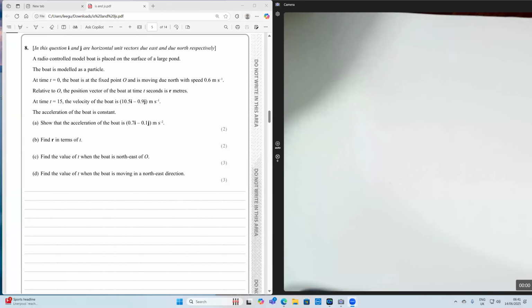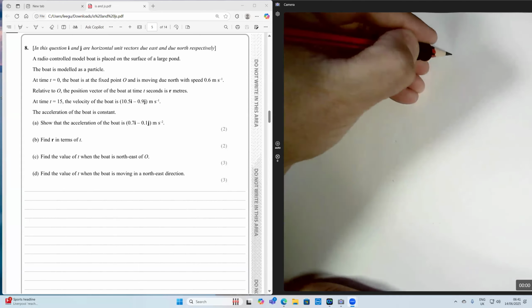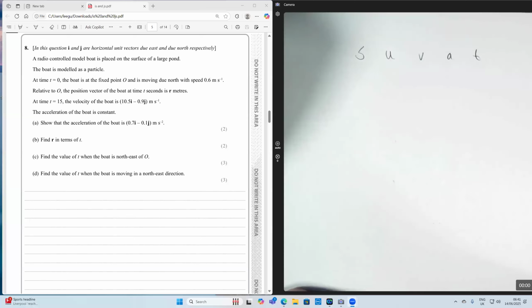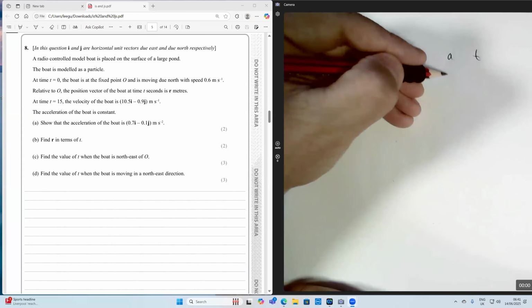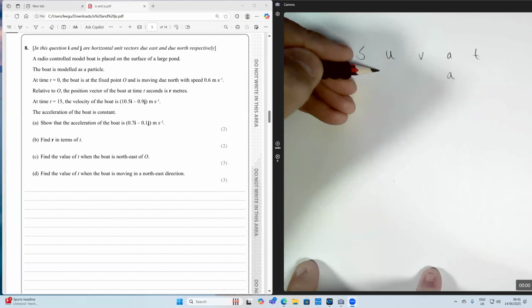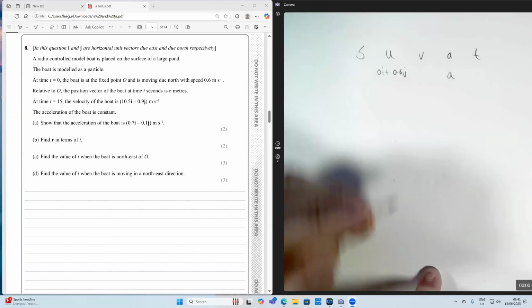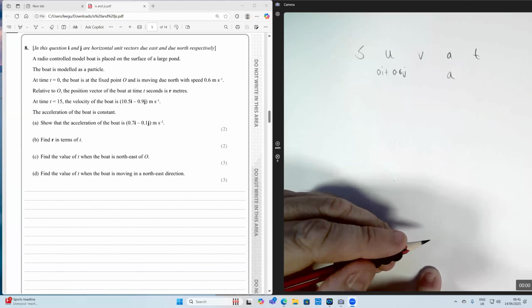Perfect. So because the acceleration is constant, we know we're going to be dealing with SUVAT. So let's write down our SUVAT. Show that the acceleration of the boat is 0.7i minus 0.1j. Great, so it's a show that question. Well, what do we know? We know that initially the boat is moving due north with a speed of 0.6. So that means we can say that the i component is 0 and the j component is 0.6 because it's moving due north.